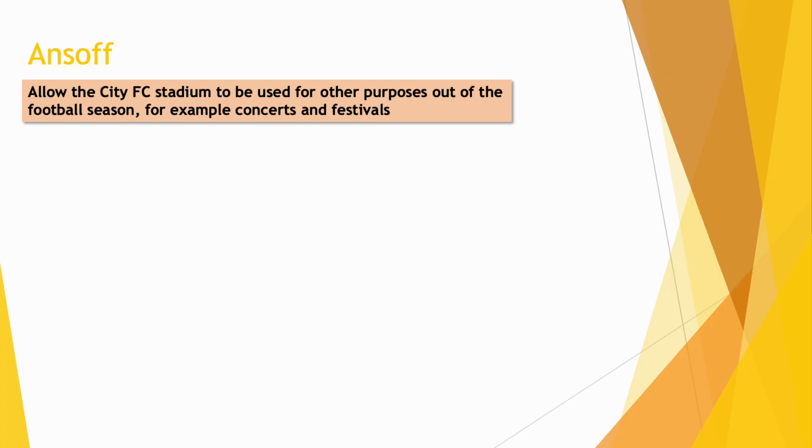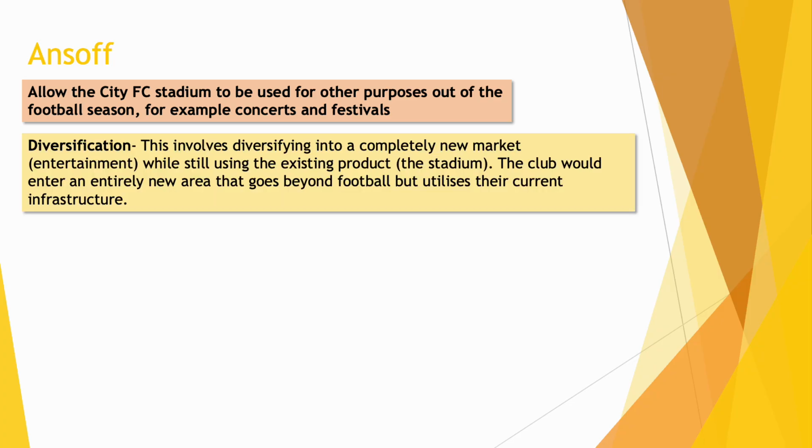how you analyse this. So you could, for example, argue that it's diversification, because we are looking at a new market, which is entertainment, and potentially you're looking at a new product that you are offering to people. Okay, so you've got all these different things that people that are not necessarily football supporters are going to come and see, and you'll make money from that.